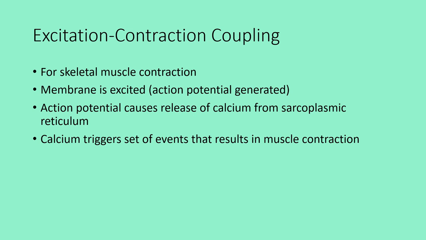Contraction cannot occur if calcium's not there. So how do you get the calcium out of storage, out of that SR? The way you get it out is by having that electrical impulse, that electrical charge, which is the action potential, come down and release the calcium. That's why the excitation and the contraction stages have to be coupled together. They have to be linked together.